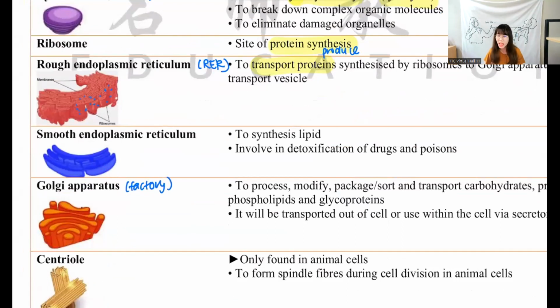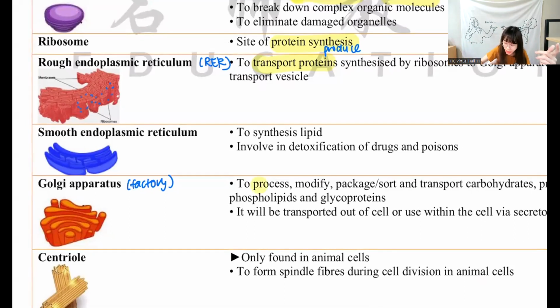You know, if you've been to a factory, then you understand how does a factory work. Imagine you went to a bread factory. If you want to produce a bread, you have the flour, you have water, you have egg, you mix together, right? If you want to make it into a chocolate bread, you add chocolate inside, right? And then you make it into a bread, and then you transport out from the factory, right? These Golgi apparatus has a similar function. As you can see, they what? Process, modify, package, sort, and transport.